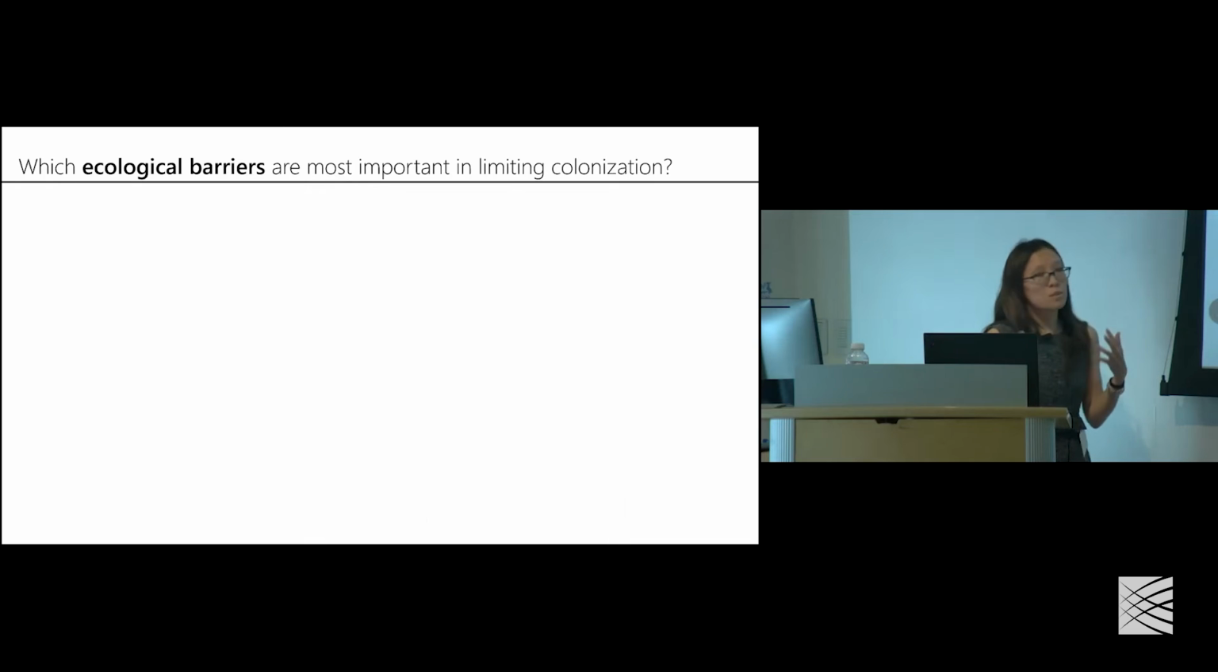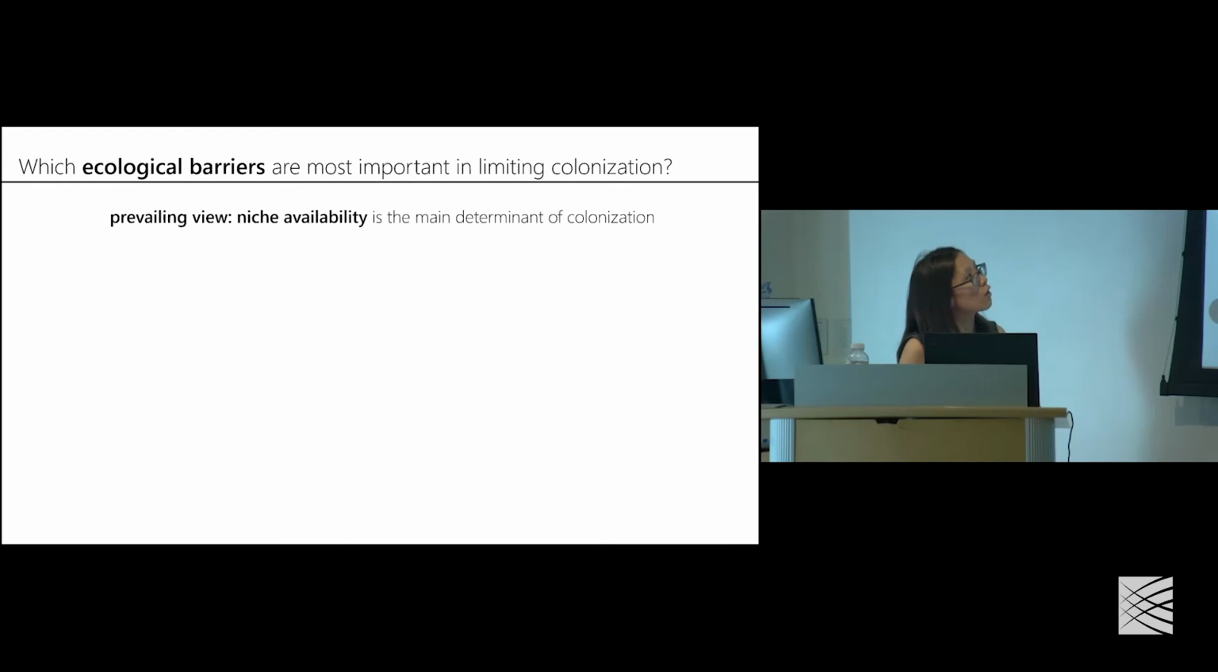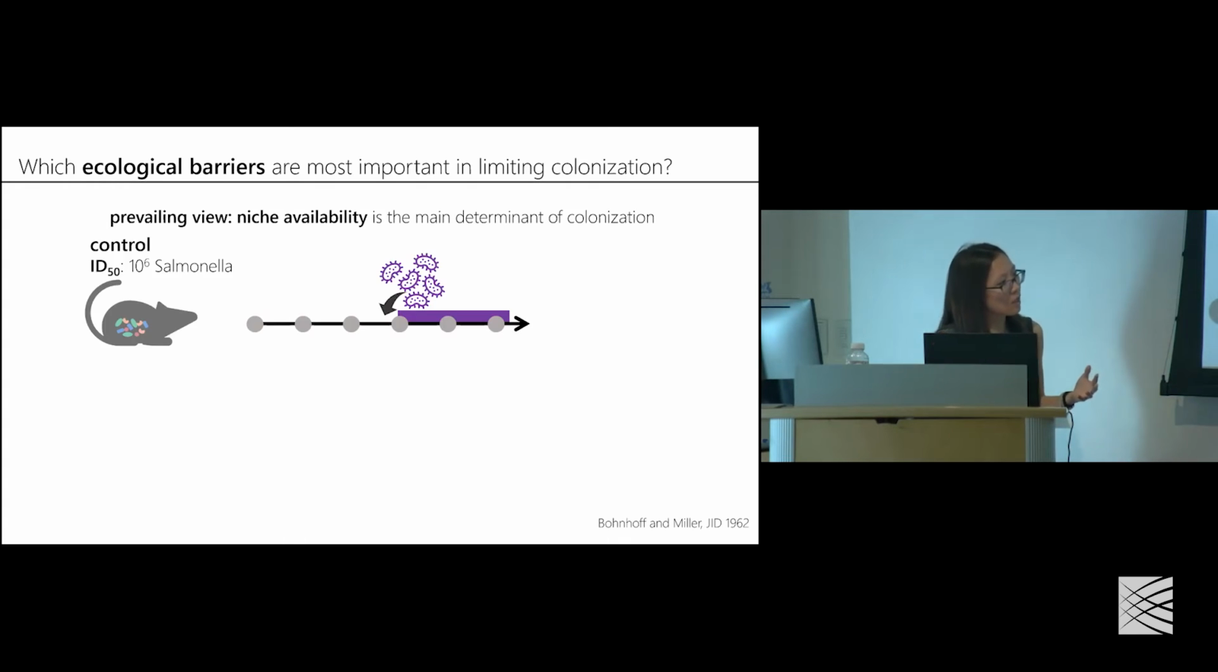Okay, so although these are all potential ecological barriers to colonization, we want to understand which of these ecological barriers are actually most important in the gut microbiome. And much of the field has focused so far on the influence of niche availability. And I would argue that either explicitly or implicitly, many people view niche availability as the main determinant of colonization. And that comes from classical studies like this one of colonization resistance.